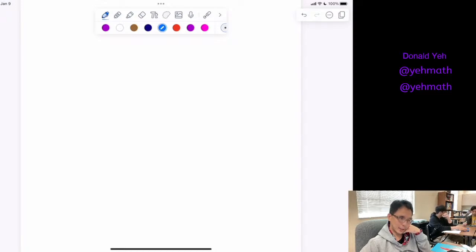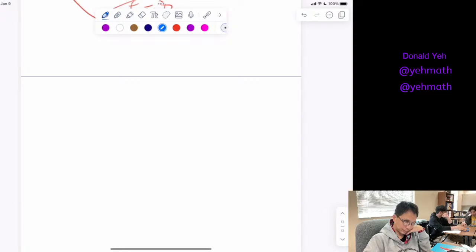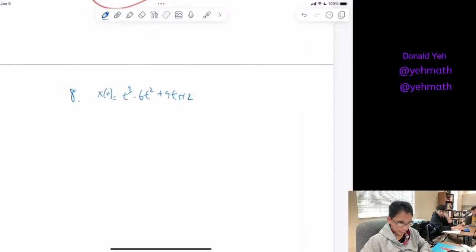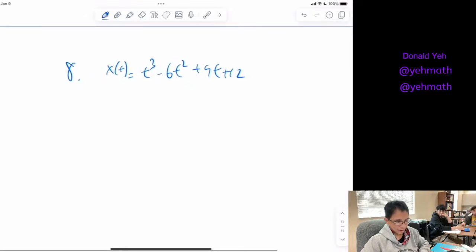Okay, so question 8. Question 8, x(t) is equal to t to the 3 minus 6t squared plus 9t plus 12. Now, why do I talk about this question? Because I like this question a lot.